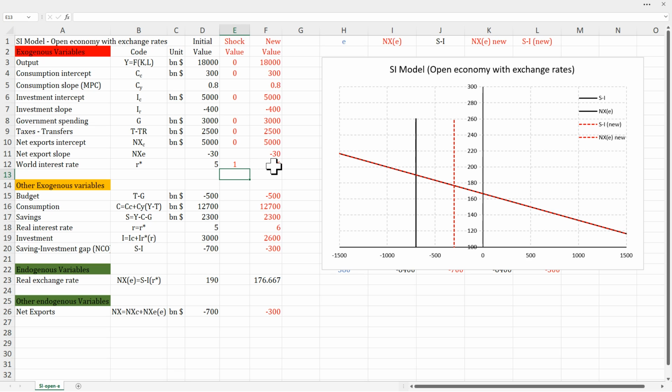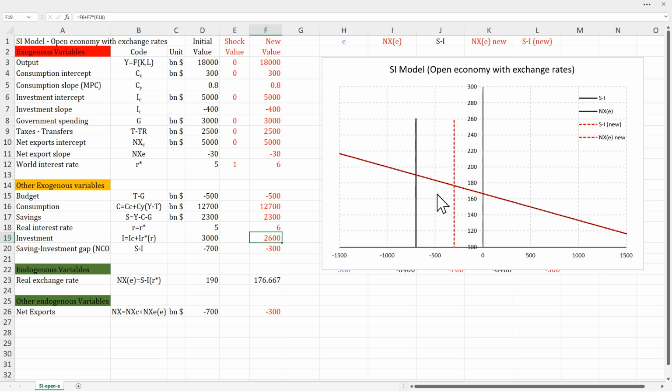Now, because the interest rate has gone up, the investment goes down. You can clearly see over here the investment goes down from 3,000 to 2,600, and that is given by the shift of this curve, the saving investment curve or the net capital outflow curve, to the right. Meaning, what is happening over here is that there is more supply of dollars in this foreign exchange market, and because there is more supply of the dollars, the price of the dollars goes down, and hence it is a positive boost to the net exports.